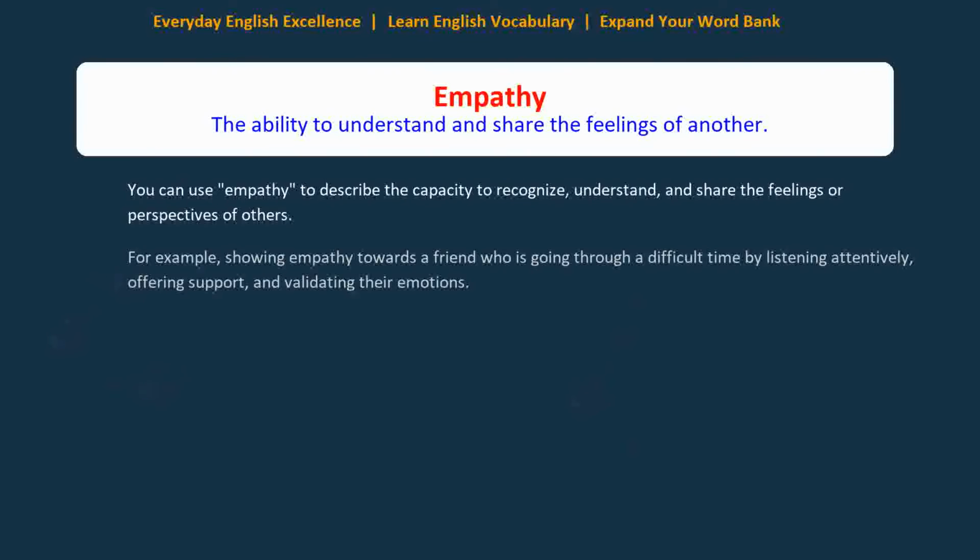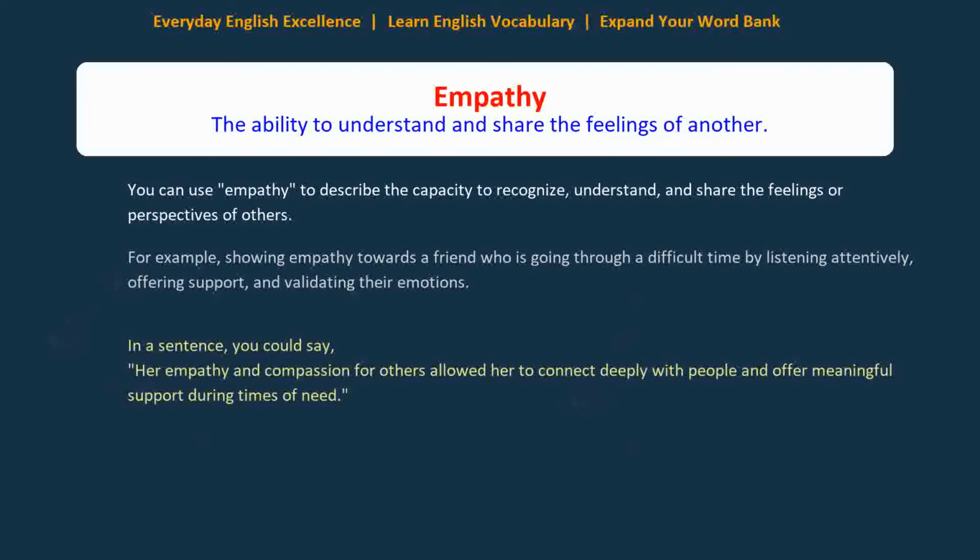For example, showing empathy towards a friend who is going through a difficult time by listening attentively, offering support, and validating their emotions. In a sentence, you could say, her empathy and compassion for others allowed her to connect deeply with people and offer meaningful support during times of need.